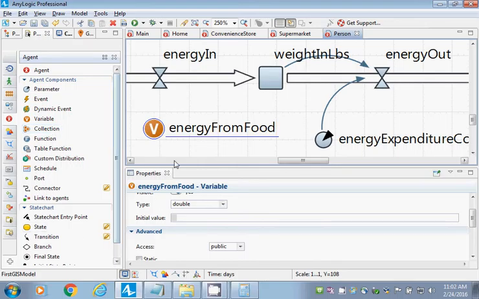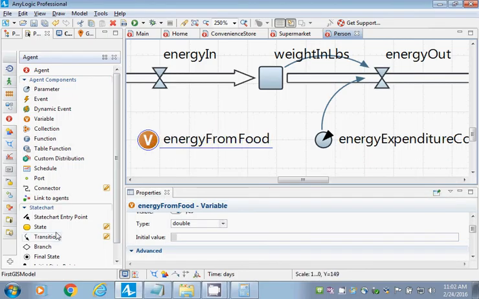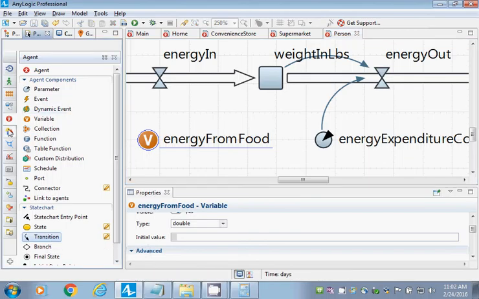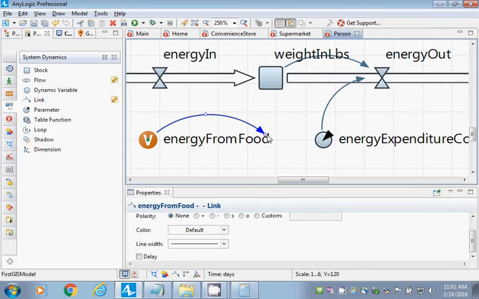Okay? So this energy in, in contrast to energy out, we're going to have it be dependent on energy from food, and the energy from food is going to be hitched up like this. Okay? So we're going to have a variable, and it's going to go directly to energy in. Are we okay with that?